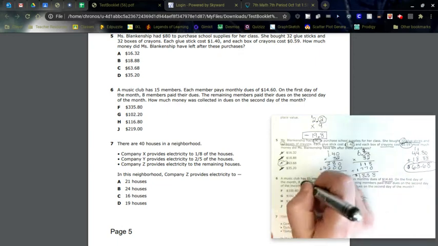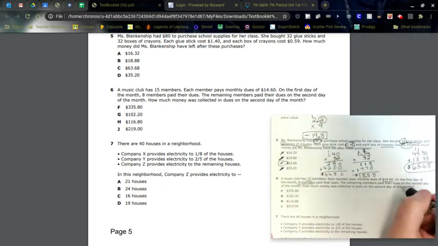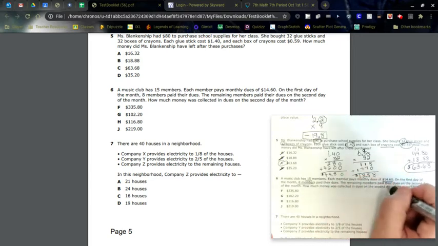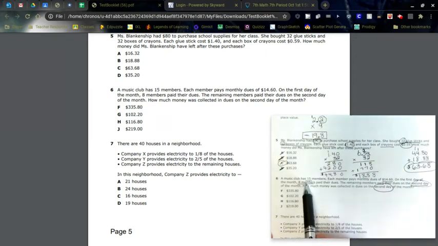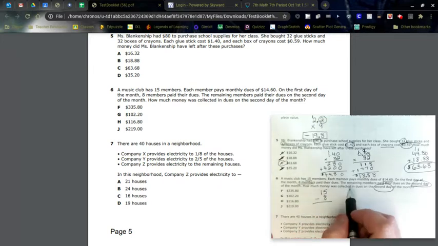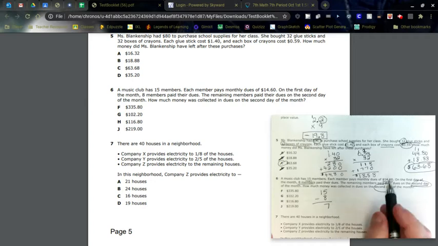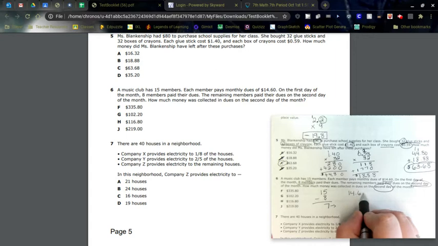On the first day of the month, 8 members paid their dues. The remaining members paid their dues on the second day. How much money was collected in dues on the second day? So I want to know just how many were collected on the second day. Okay, so out of 15 members, 8 paid on the first day. So in order to find how many paid on the second day, I need to subtract 15 and 8. Okay, and that's 7. Okay, and then that's how many I need to multiply by 1460 to get how many paid on the second day.